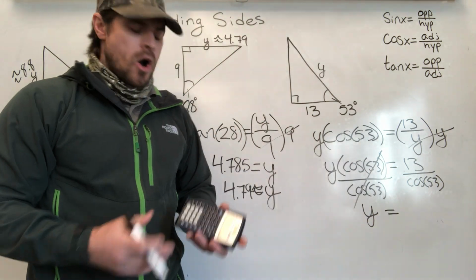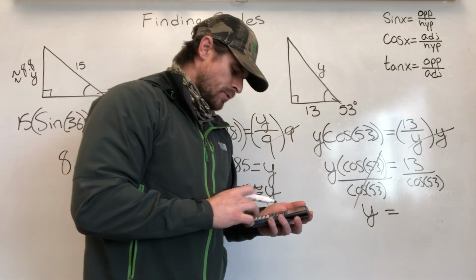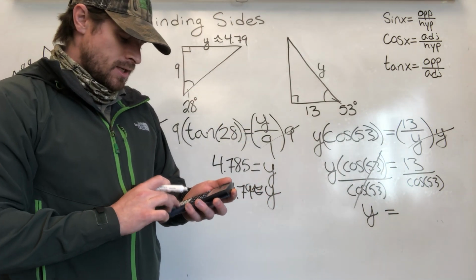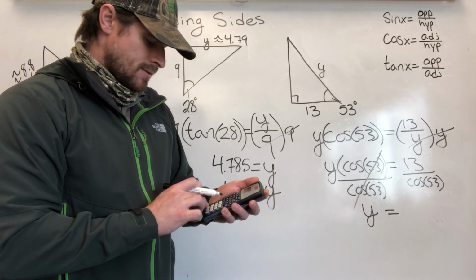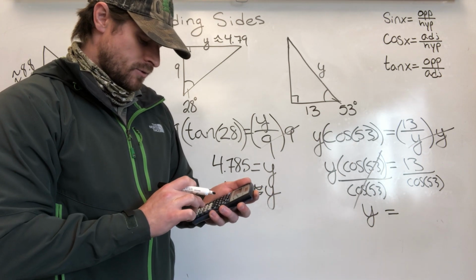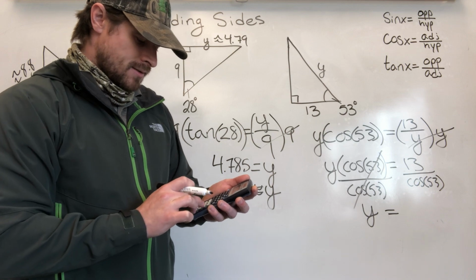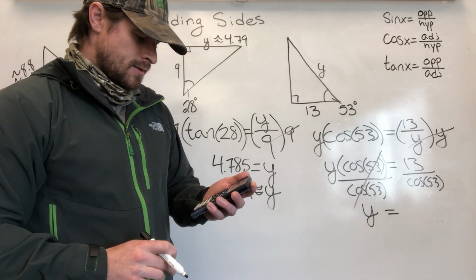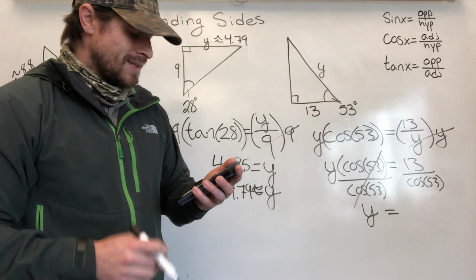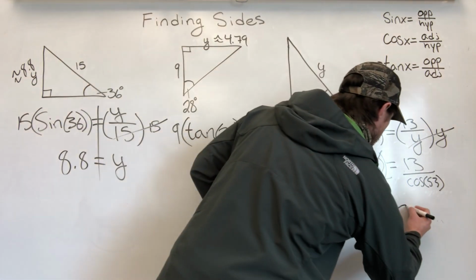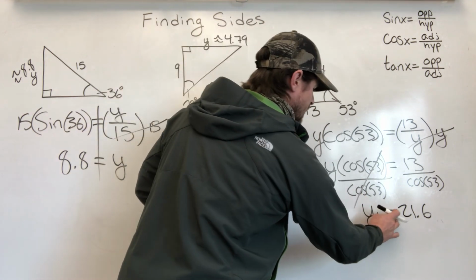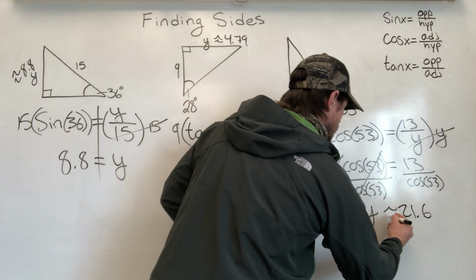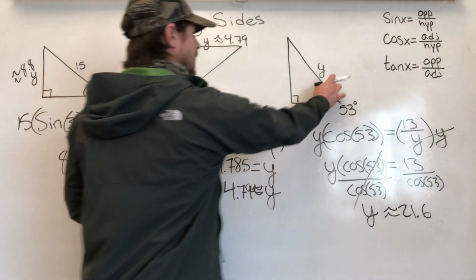What am I going to use? Oh yeah, I got a calculator. Makes it simple, right? So we're going to say 13 divided by, put parentheses down, say cosine 53. Man, these things are helpful, aren't they? Hit enter, 21.60. 21.6 is my approximate value of y.